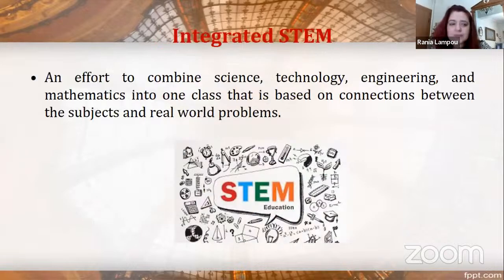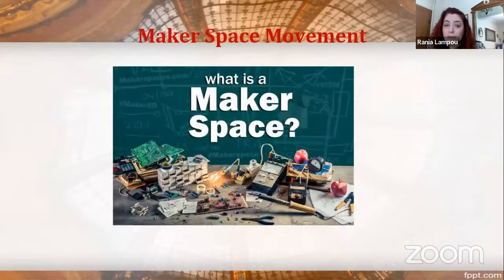So the new trend now is integrated STEM, science, technology, engineering, mathematics, the effort to combine two or more cognitive disciplines in order to solve a real world problem. All this is inspired by what we call the maker movement.